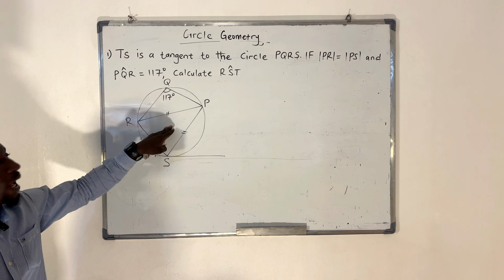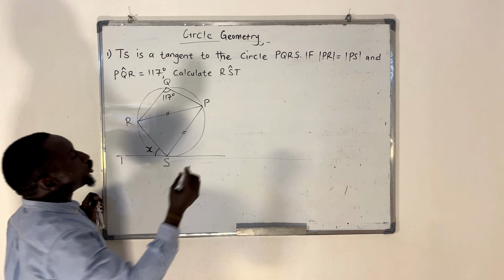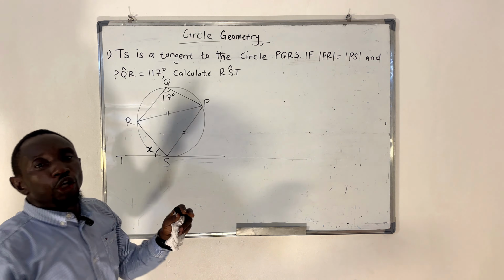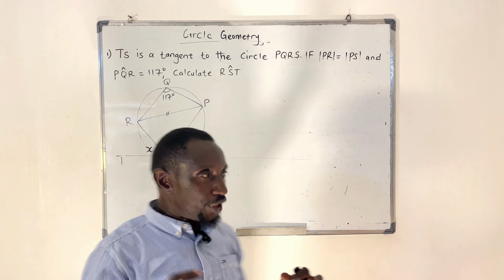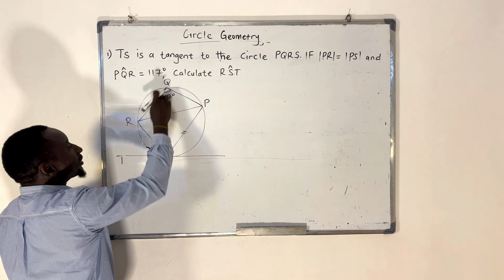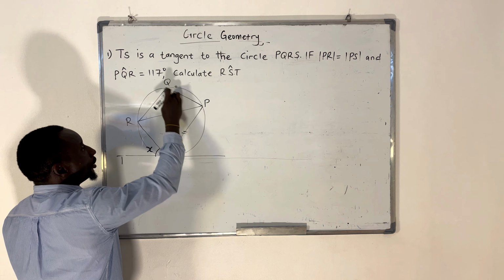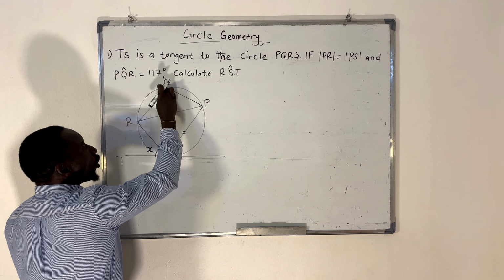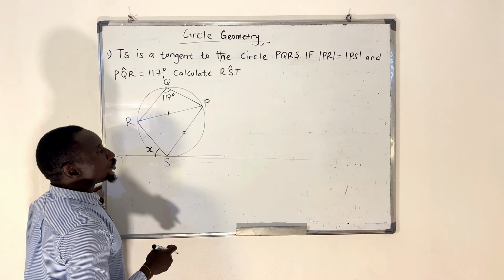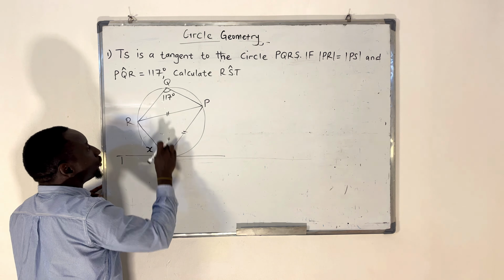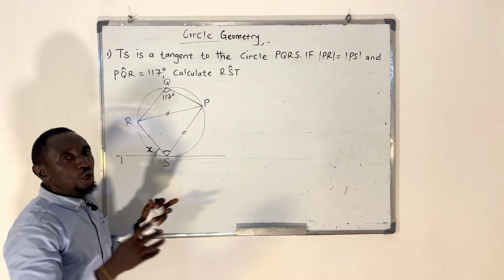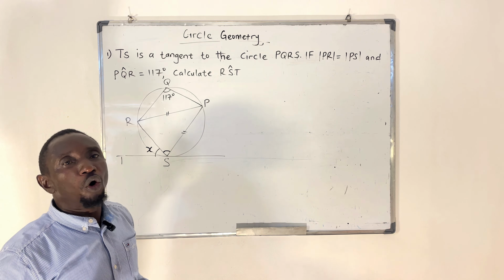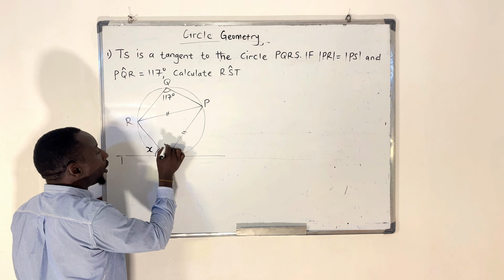The first theorem we'll be applying says that the opposite angles of a cyclic quadrilateral are supplementary. This shape is a quadrilateral and it is called a cyclic quadrilateral. Now, these two angles, this and this, are supplementary, meaning when you sum them, they equal 180. So I'll call this angle Y.